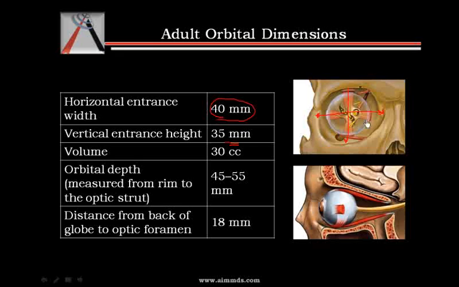When we consider the volume of the whole orbital cavity, it is 30 cc, and the orbital depth, we measure the orbital depth from the rim to the optic strut. So this depth is 45 to 55 millimeters, while the distance from the back of the globe to the optic foramen, that is from here to the optic foramen, is 18 millimeters. These are some of the values that may be important source of MCQs.